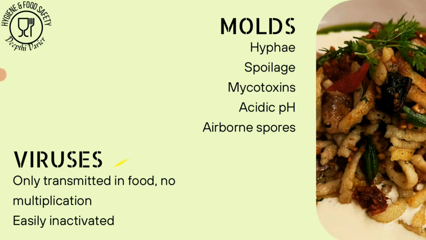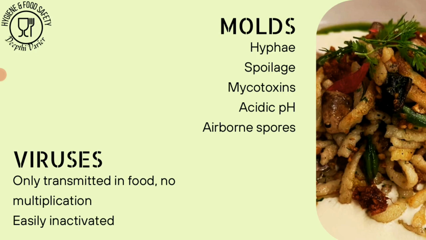The last group are the viruses. Viruses cannot multiply in the food. They are only transmitted in the food because they need a living cell to multiply. And they're easily inactivated by heat and by sanitizer. You can easily kill them. But they are commonly associated with foods like oysters, cockles, and foods which have minimal cooking temperatures. Those are the foods where viral food poisoning is commonly associated.